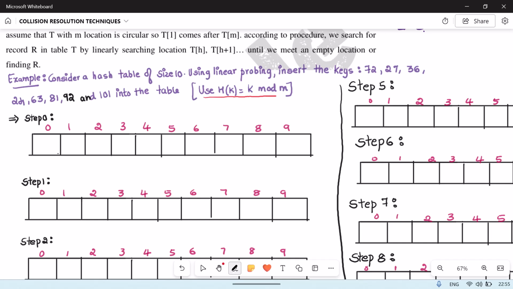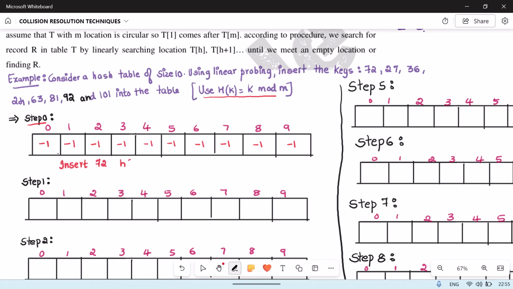Initially, at step 0, nothing will be present in the hash table. The hash table contents are empty, so we will represent that using minus 1. Now, in step 1, let's insert the first element, that is 72.